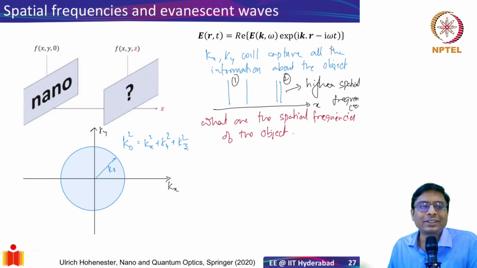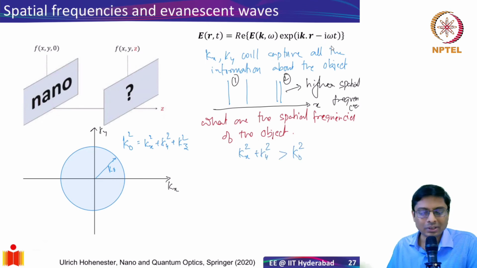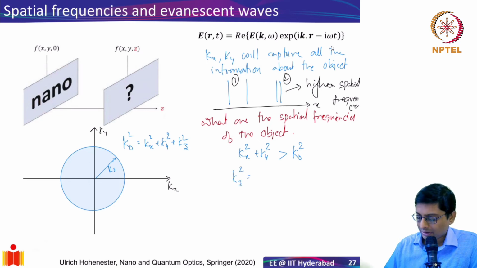We said, what does it mean the object has higher spatial frequencies? That means kx and ky are larger. That means you have very, very small features. When you have small features, what happens when kx squared plus ky squared is greater than k0 squared? What do you think will happen? Well, from the relation, we can say that kz equals the square root of k0 squared minus (kx squared plus ky squared).